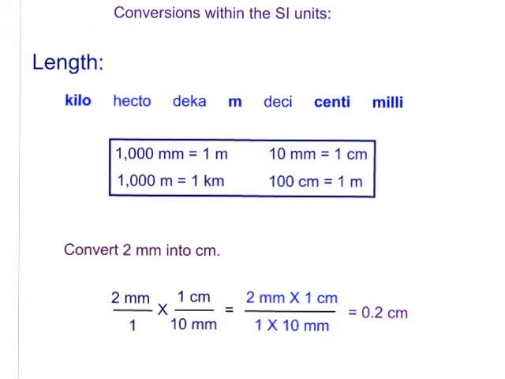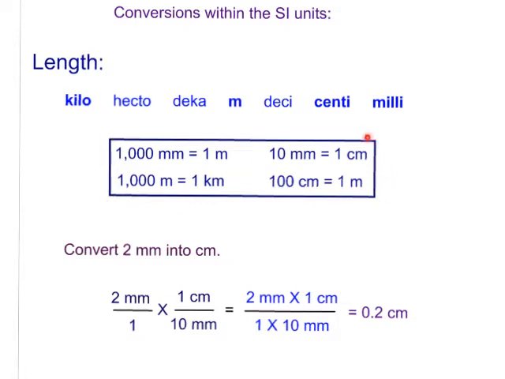When we use the SI units, we use meters. It's represented here by an M. And we have these other units within there, millimeters, centimeters, kilometers. We have hectometers, decameters, and decimeters. Those are not really used very often, but millimeters, centimeters, and kilometers and meters, those are used frequently.